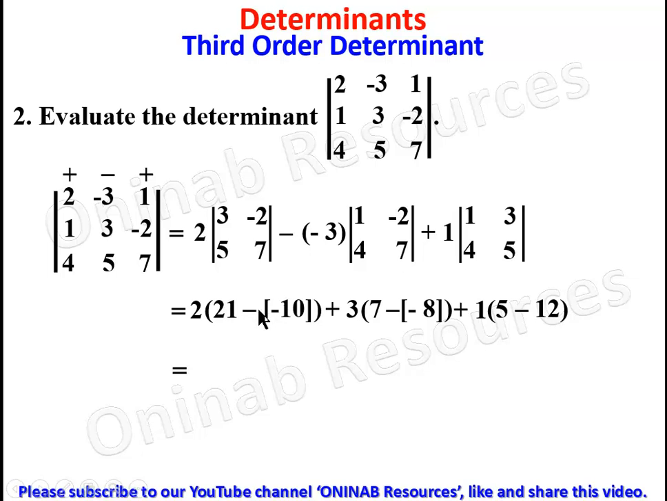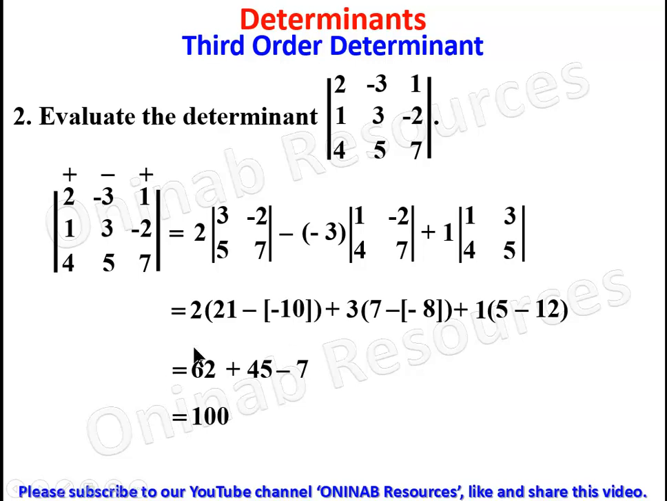So negative here is positive. 21 plus 10 gives 31 times 2 gives 62. Here also negative gives positive. So 7 plus 8 gives 15. 15 times 3 gives 45. So plus 45. Then 5 minus 12 gives negative 7 times 1 gives negative 7. So we have it as minus 7. 62 plus 45 minus 7 gives 100. So we have solved the determinant to be 100.